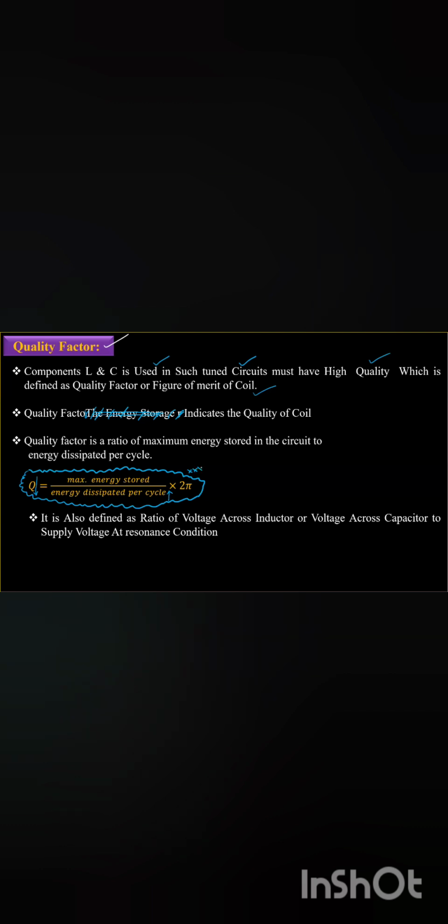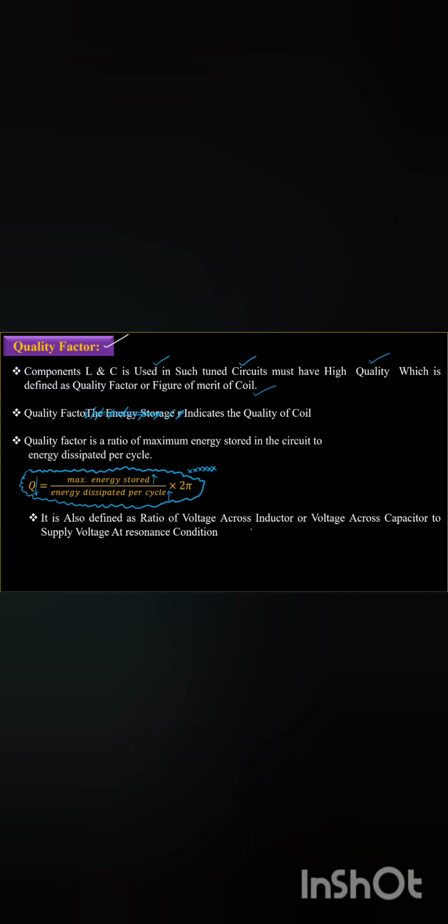pi. Why did I multiply by 2 pi? This is defined per cycle. Another way to understand, friends: if any coil is storing the maximum energy, more energy, then that coil has high quality. If any coil is storing less energy, then it has a low quality factor.